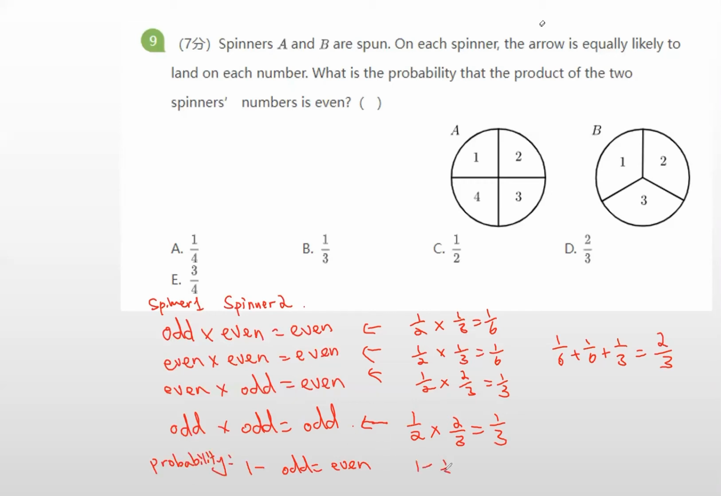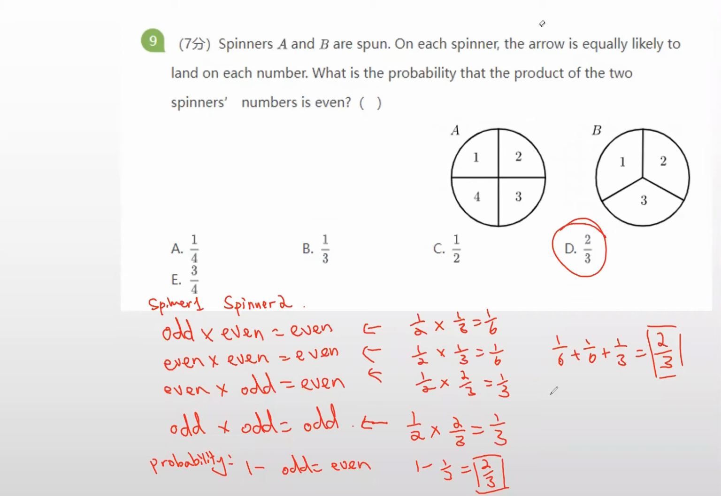And that is just one take away a third, gives us two thirds. So both methods give us two thirds. It's quite obvious that both methods are going to give us the correct answer, so whichever you like is fine, but we got two methods for it, okay?